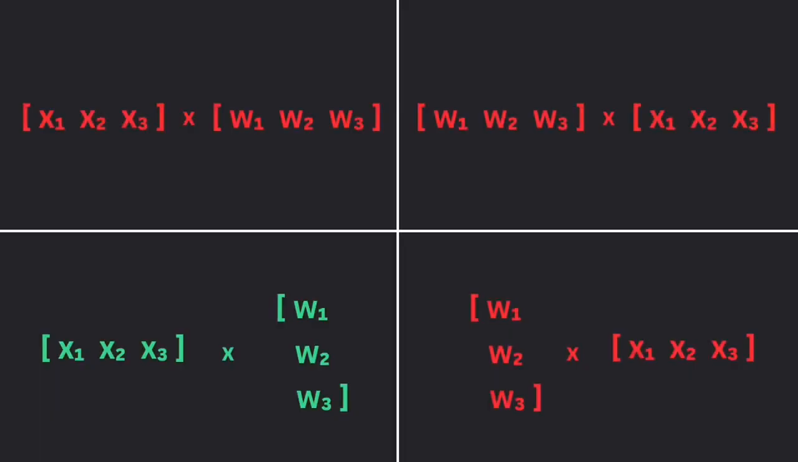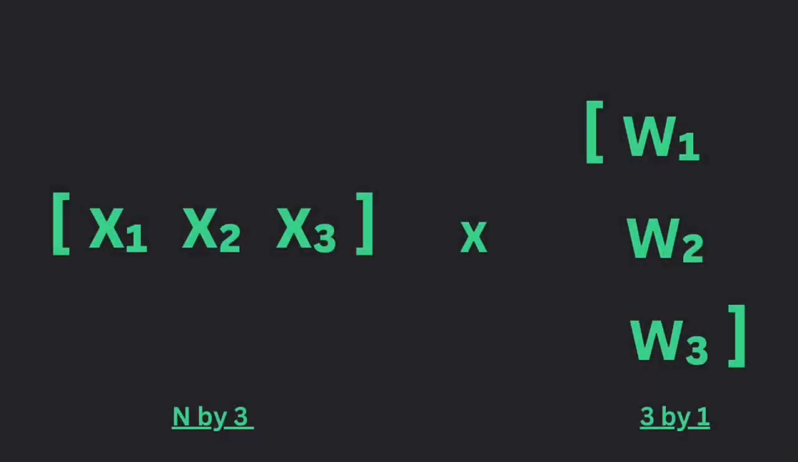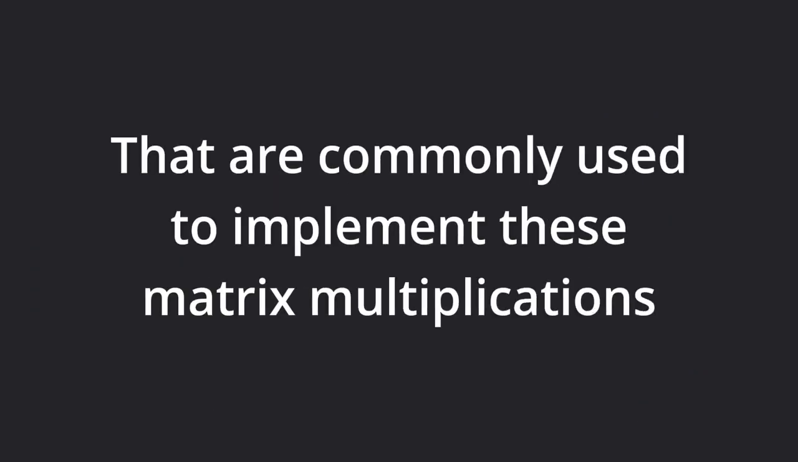Choice C gives us the exact equation we want, and if we were processing more than one data point, then we could simply add more rows to the first matrix, and the output vector would grow accordingly. NumPy and PyTorch are two libraries that are commonly used to implement these matrix multiplications as efficiently as possible.